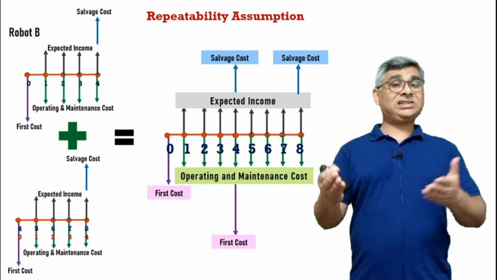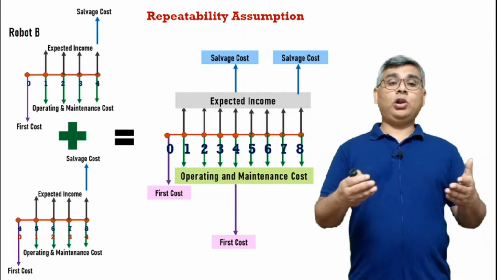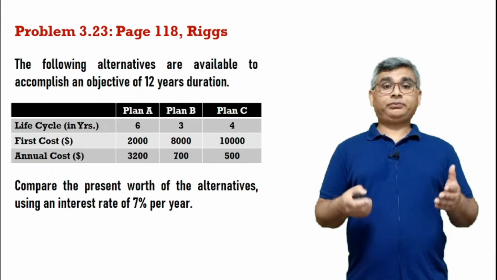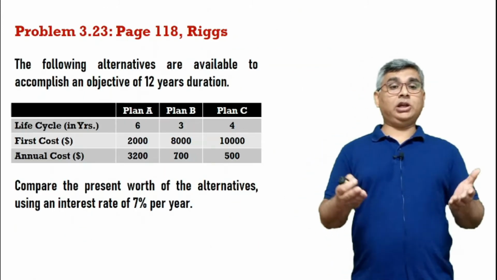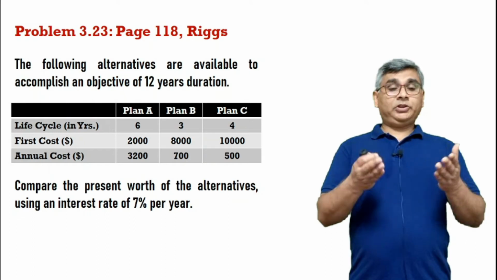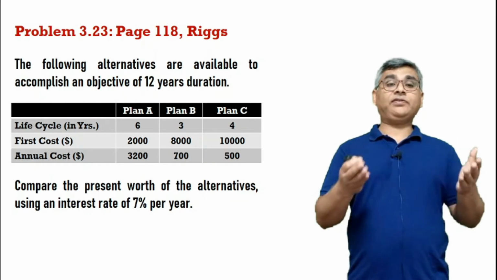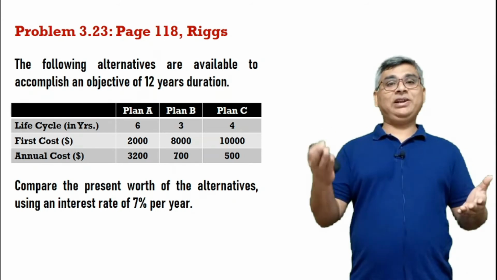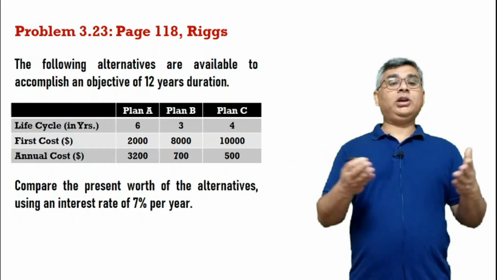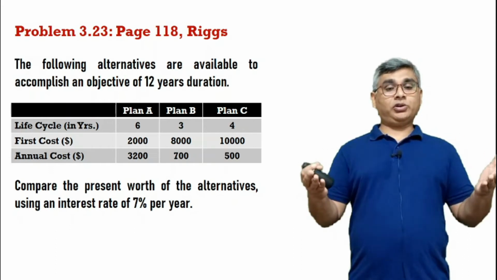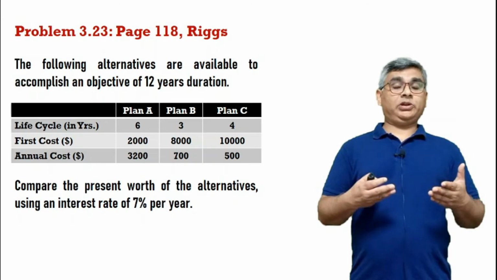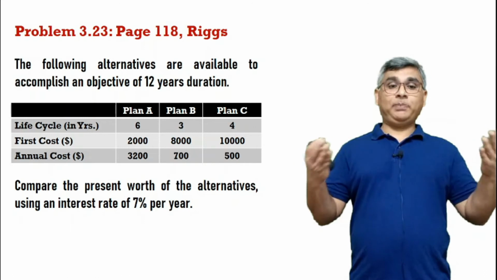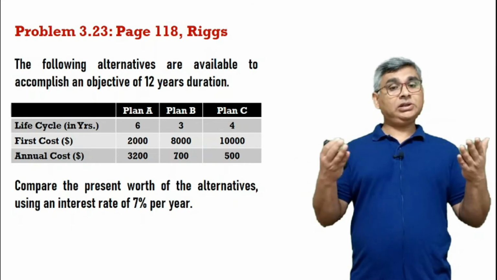Now let us extend this repeatability assumption to solve a very simple problem using the present worth method. This is the problem from Briggs unsolved. So 3 plans are there, plans A, B and C. The life cycle of each plan is of course different. For plan A it is 6, for plan B it is 3, and for plan C it is 4. The first cost is given and the annual costs are given. So using the present worth method, we have to compute what is the present worth of each of the plan, or rather which plan is best suited.